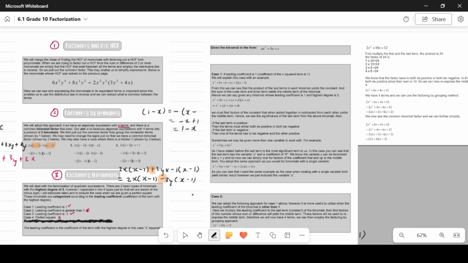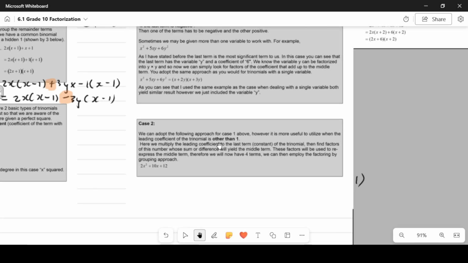Even if you photocopy it and you stick the notes at the top, that's good enough. But I just want you to have a complete list of everything that could be tested, and you have it at one location, so you don't have to scramble around looking for your information from different books and so on, right? We can adopt the following approach for case 1 above.